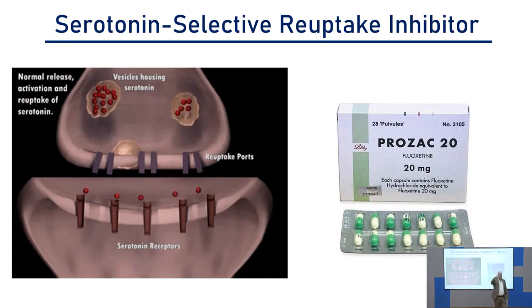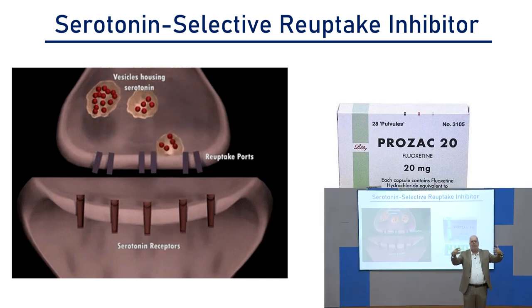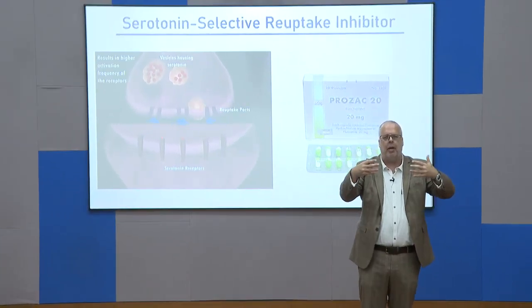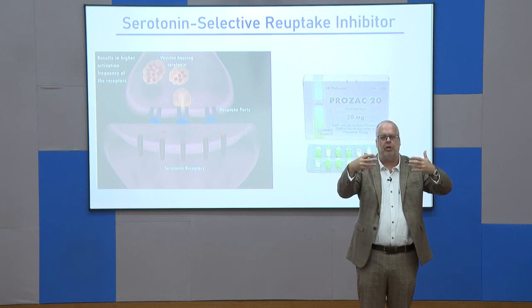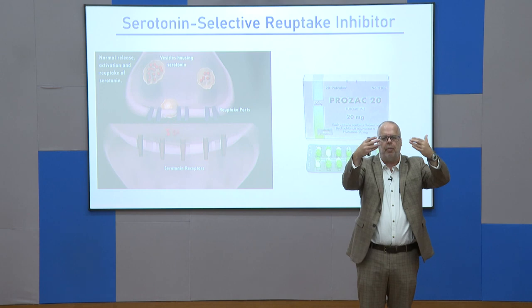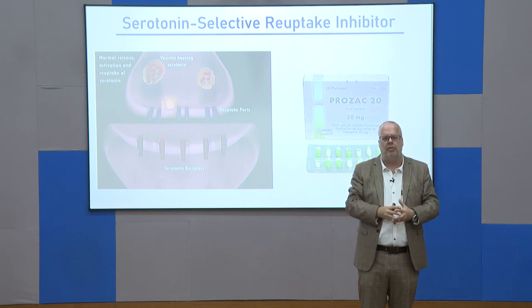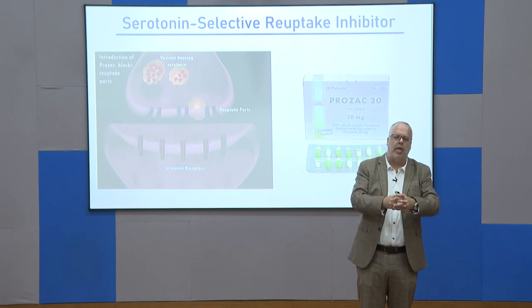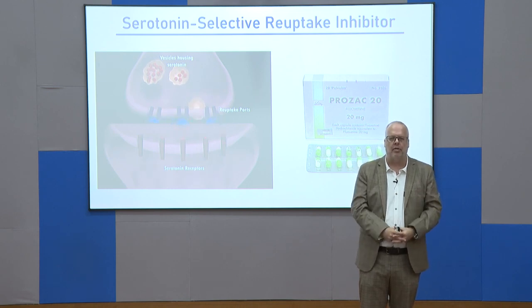So by blocking reuptake, the effect is that serotonin has nowhere to go. Therefore, its levels will increase in the synaptic cleft. Every time an action potential occurs, you get more serotonin release, but by blocking reuptake, we increase the serotonin levels or the serotonin concentrations within the brain overall. And that, in turn, is thought to have antidepressant effects.